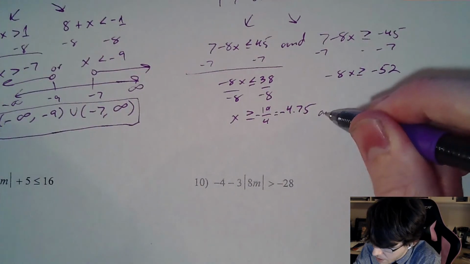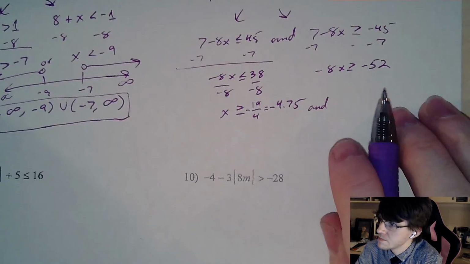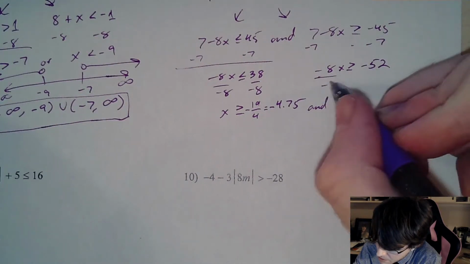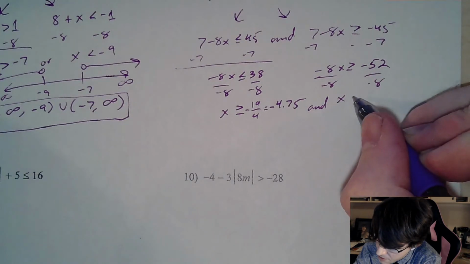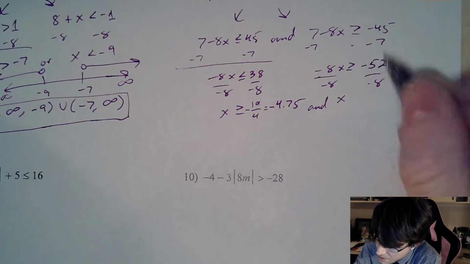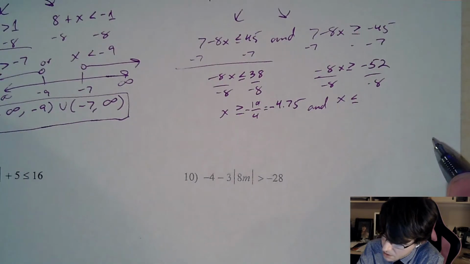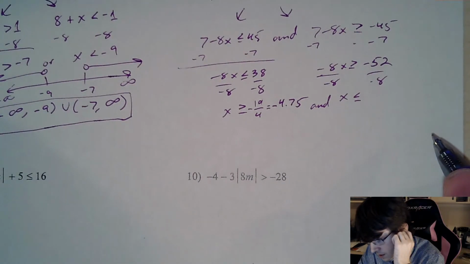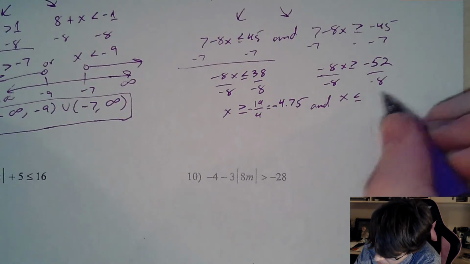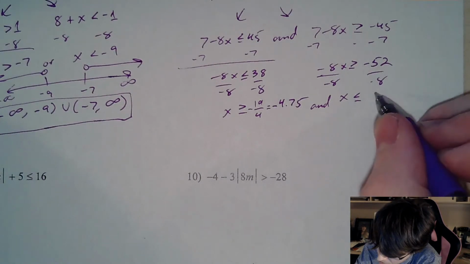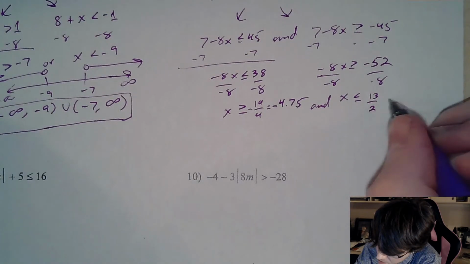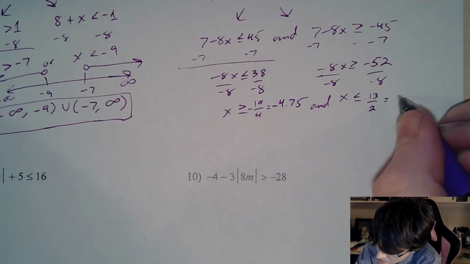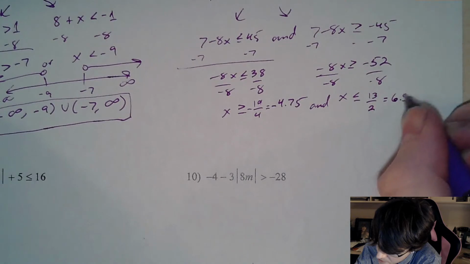And then you have the word and, then we're dividing both sides by -8. And doing that, we have x is, don't forget to flip the sign again, less than or equal to, and we got 6.5, I suppose, which reduces down to 13/2, which is, again, like I said, just 6.5.